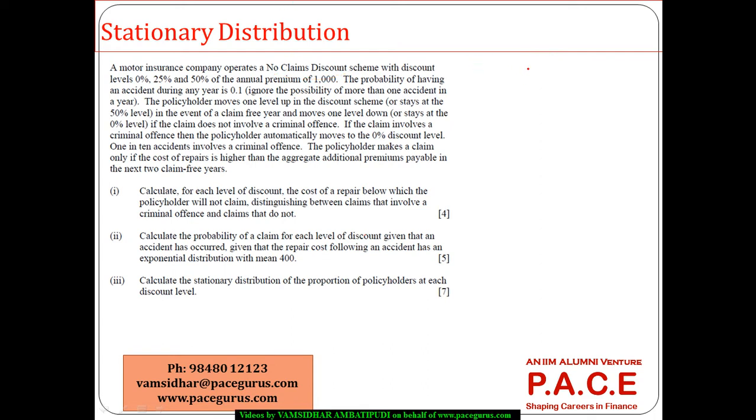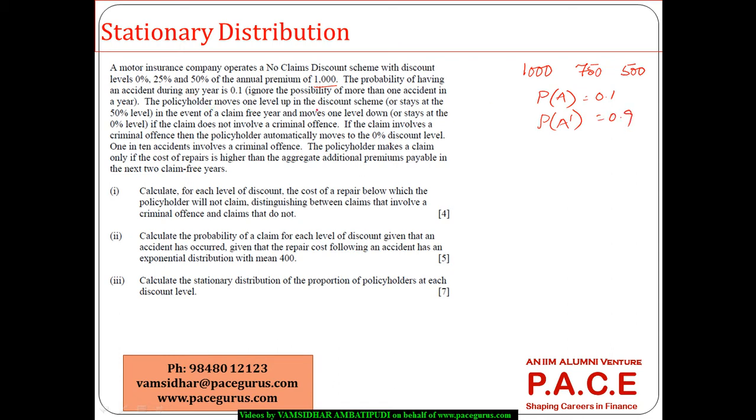Which means because of that discount the premium will be either 1000 if 0% discount is there, 750 if 25% discount is there, and 500 if 50% discount is there. Probability of having an accident during any year is 0.1, and we are saying the probability of more than one accident is ruled out. So the probability of no accident is 0.9.